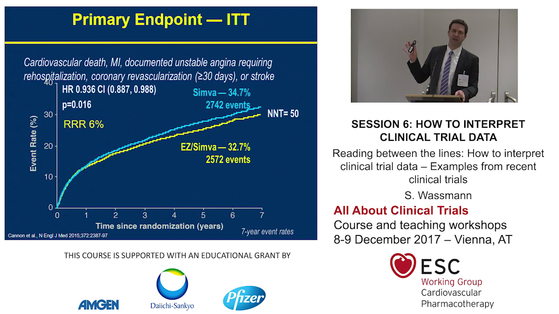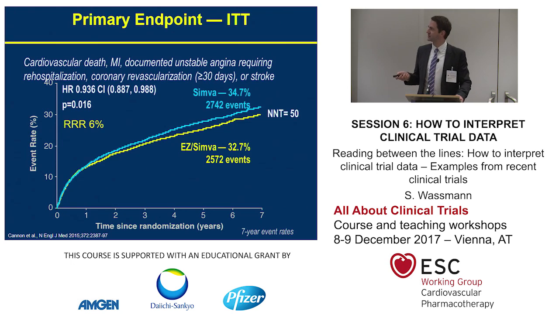So this is the primary endpoint in the intention-to-treat analysis. You see these Kaplan-Meier curves separating at some stage continuously, and after 7 years of treatment, there was a relative risk reduction of 6% in a combined endpoint of cardiovascular death, MI, unstable angina, coronary revascularization, and stroke, so quite a broad endpoint. We had a 6% relative risk reduction, number needed to treat of 50, so you treat 50 patients over 7 years to save one event.